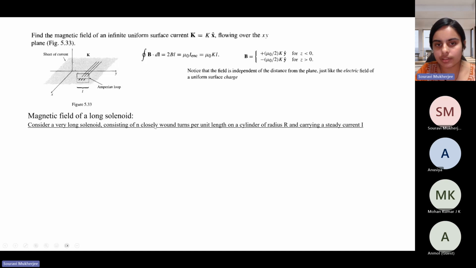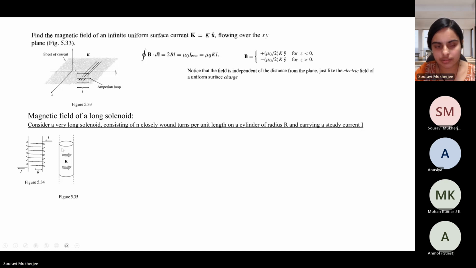And it has n closely wound turns per unit length, and the radius is r, and it's carrying some steady current I, right? So here, if this is how your solenoid looks, you can think of this as something with a surface current density given by K, which is along the azimuthal angle, flowing along the curved surface of your cylinder.